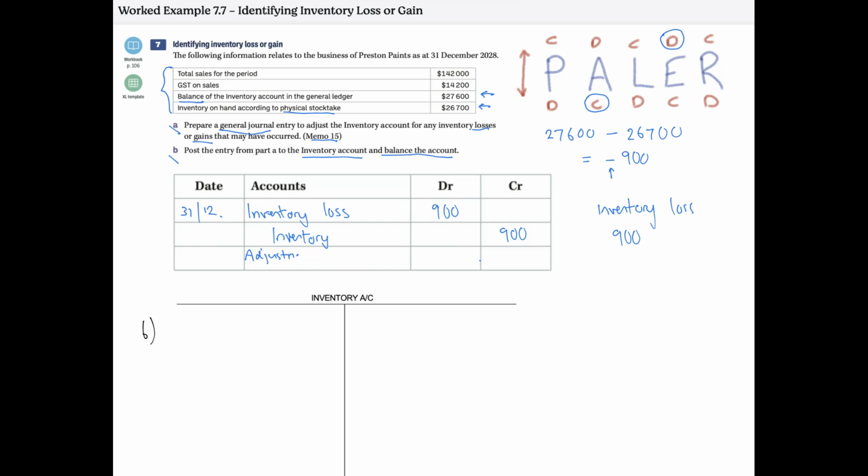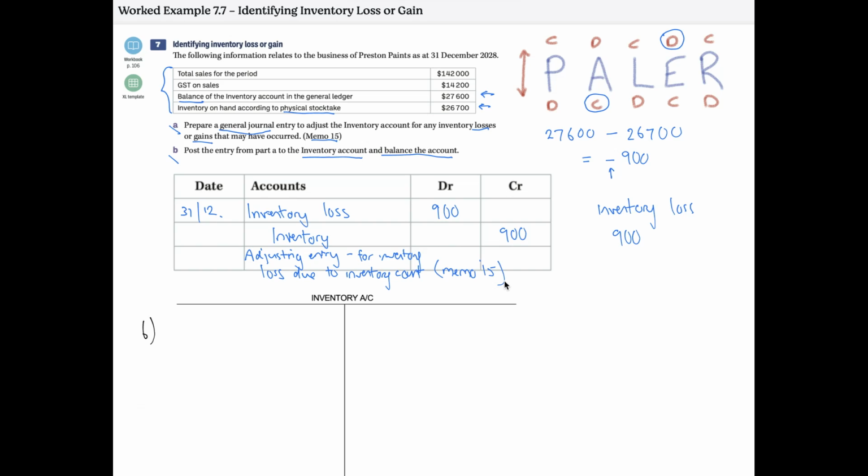It's good practice to write, I guess, the perfect narration. So we're going to write adjusting entry, and then we'll describe it. I'm going to describe that as for inventory loss due to inventory count. Now you could do something different. The most important bit is I haven't got the mark yet. I need to really importantly write the source document, which of course here is memo 15.